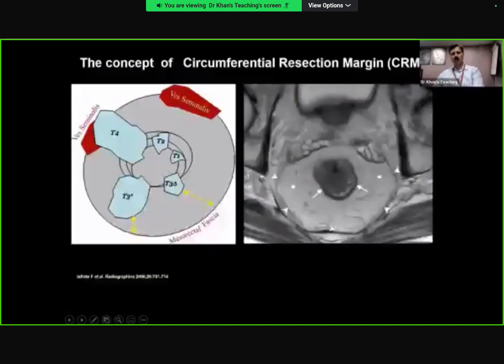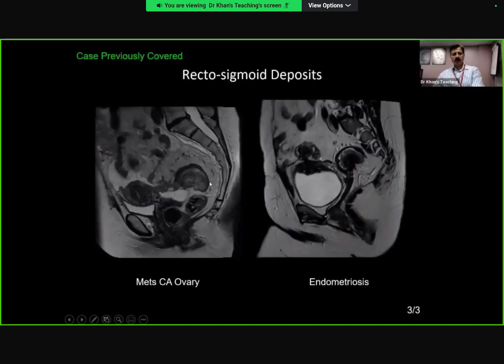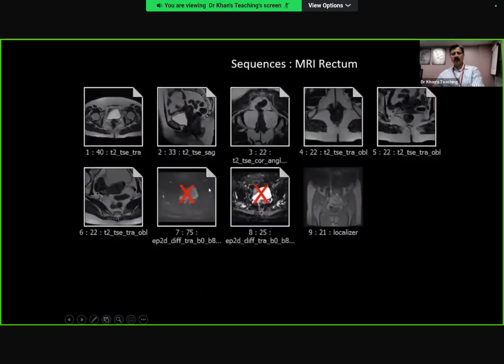So if I go back to what I just showed you, the ovarian metastasis sitting on the rectosigmoid, look at this signal, this is intermediate signal on T2. When you cover gynae tumors as in CA cervix, etc., you will realize that this will be the signal.